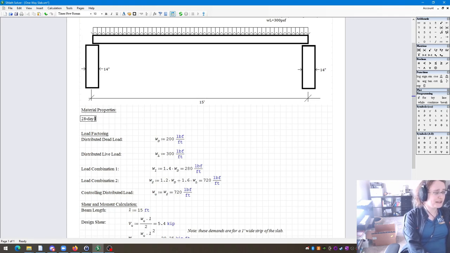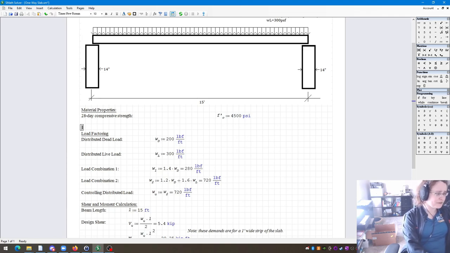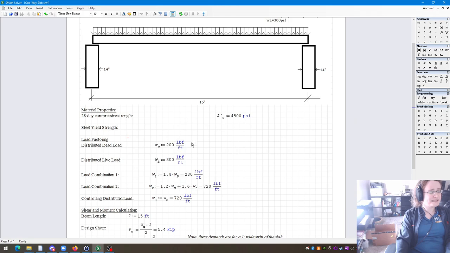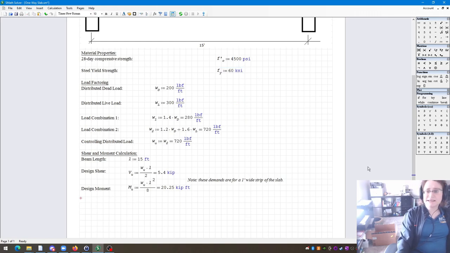a 28-day compressive strength, f'c, equal to say 4,000 or maybe 4,500 psi. So we'll have a 28-day compressive strength of 4,500 psi, and let's just go ahead and use for our yield strength of steel, now these could have been given in the problem, but we can just specify them if they're not given, f_y, let's just say that's 60 ksi. Okay, we have that.